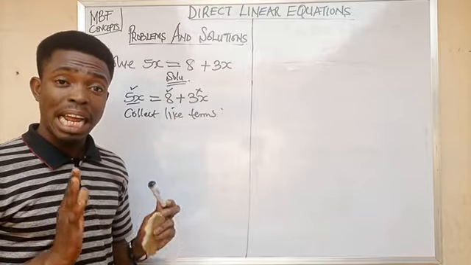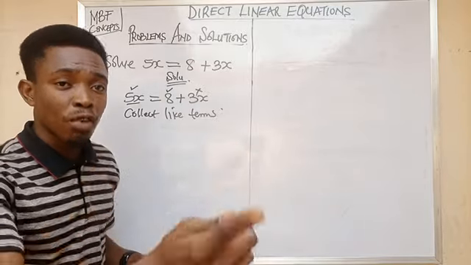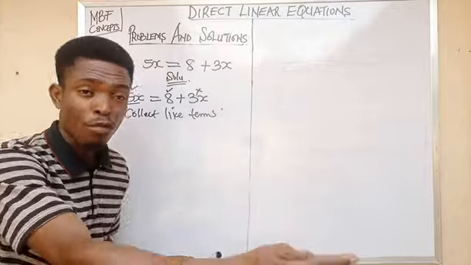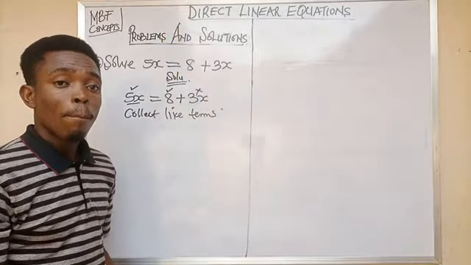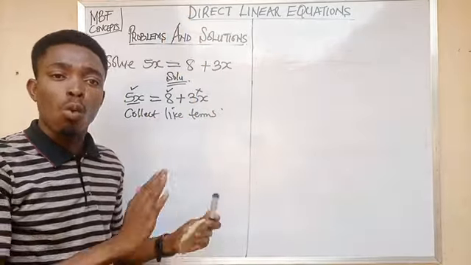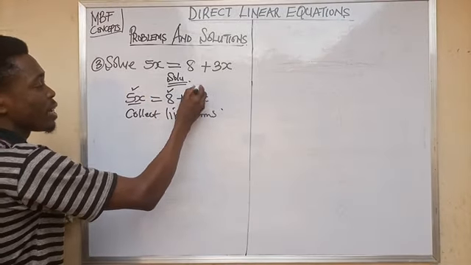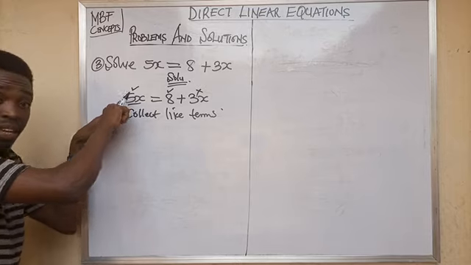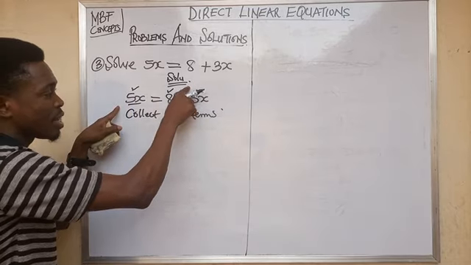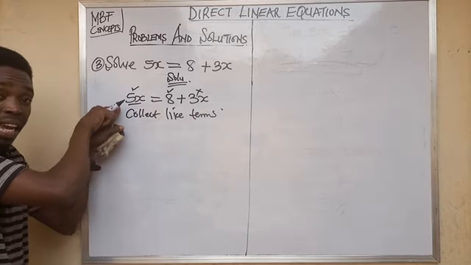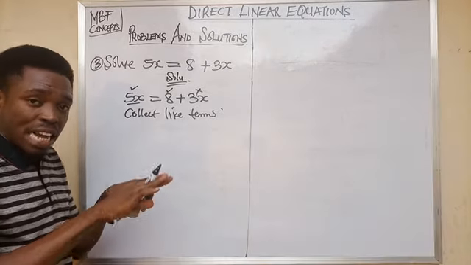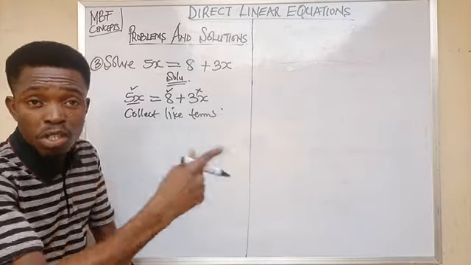Now, quickly, I want to teach you something. Anytime you are collecting like terms, what you are moving from the left hand side to the right hand side, or from the right hand side to the left hand side, must come to the back of the one that was already existing there. Now we know that we are taking 3x to come and meet 5x, right? Yes. Now, in as much as this 3x is coming to meet 5x, we are going to put down 5x first before we have minus 3x.